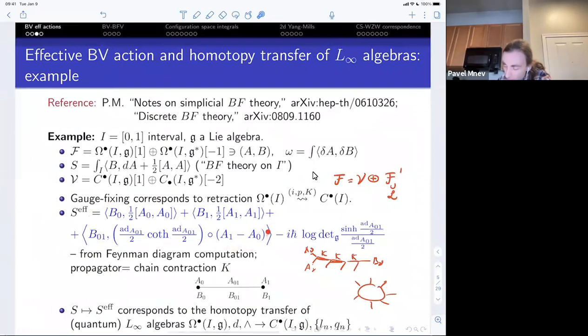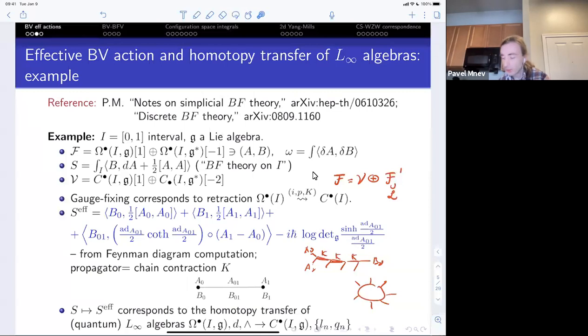namely the tree part of the effective action generates an L-infinity structure there, so a sequence of L-infinity operations, and the quantum part generates some additional polylinear operations, and they are also linked to the classical L-infinity operations by some quadratic relations, which are also generated by the quantum master equation. And one can view the process of computing the effective BV action as a homotopy transfer from the de Rham algebra of forms with coefficients in the Lie algebra to this interesting algebra of cochains of the interval.